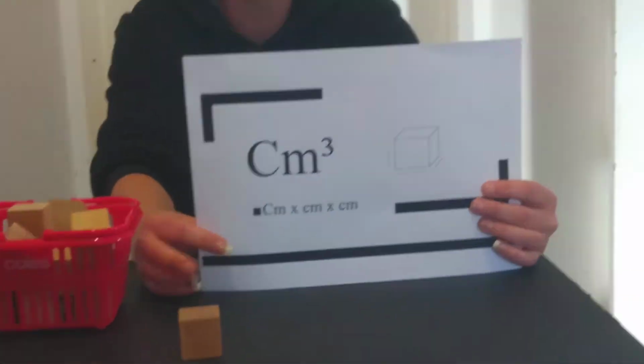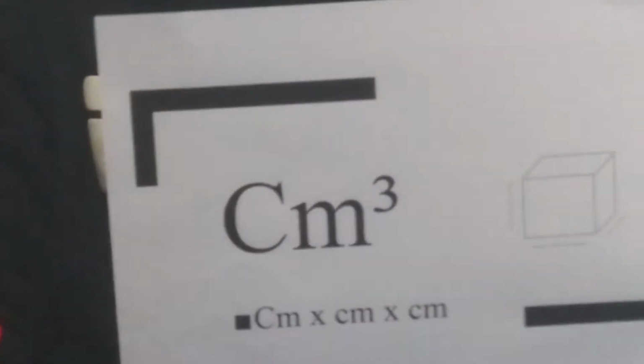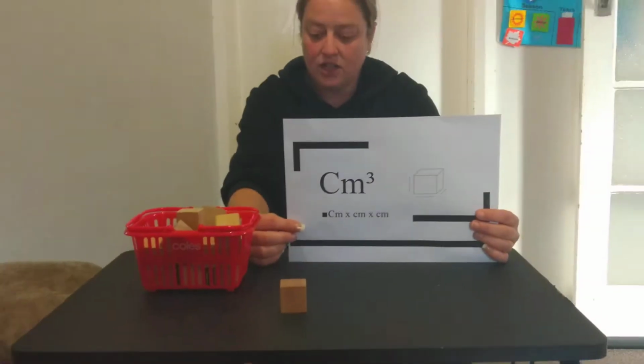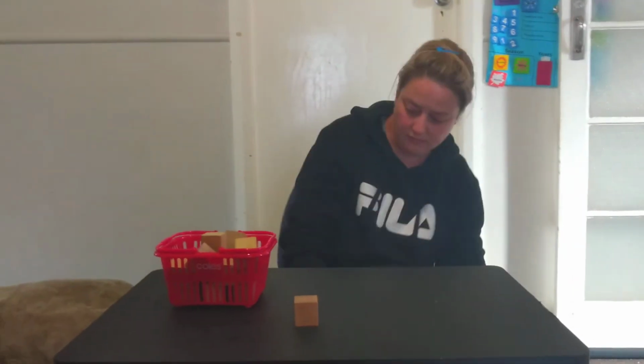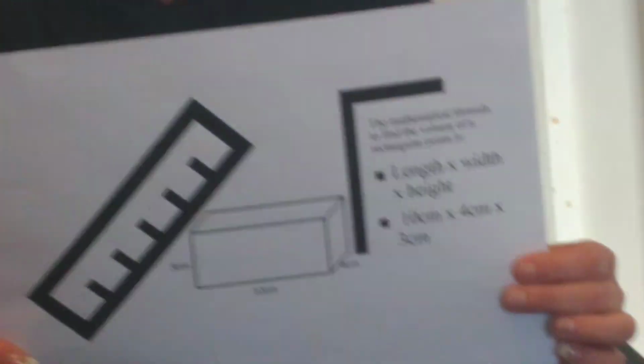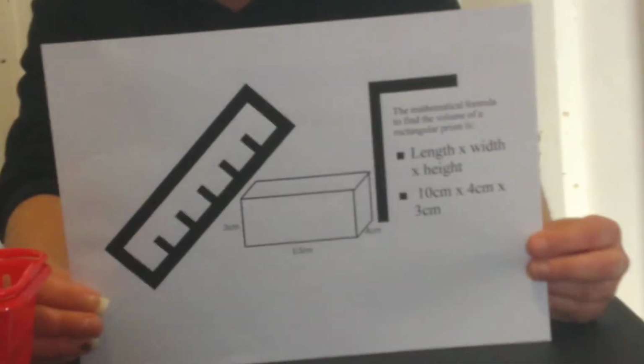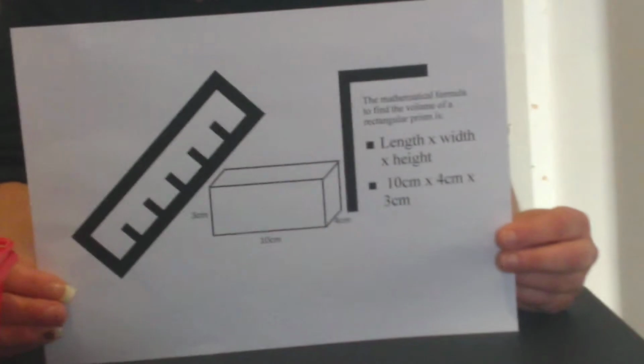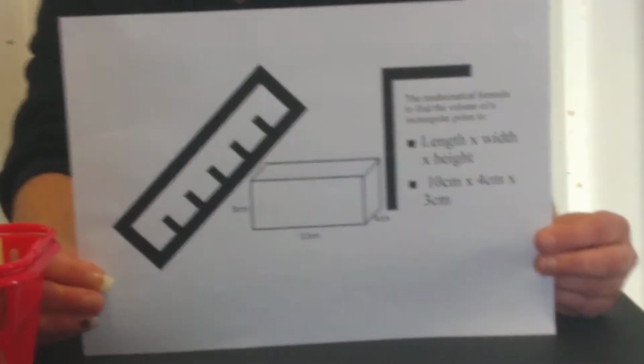The answer is then written in cubic units. Cubic units are made by multiplying the three sides together. Length times width times height. And we abbreviate this to centimetres to the third power, or centimetres cubed. The mathematical formula to find the volume of a rectangular prism is length times width times height.